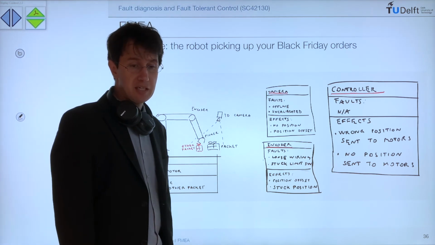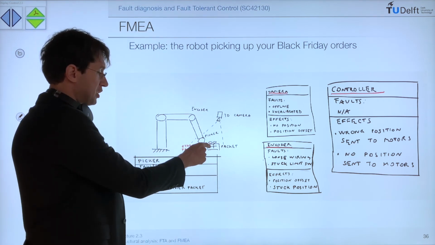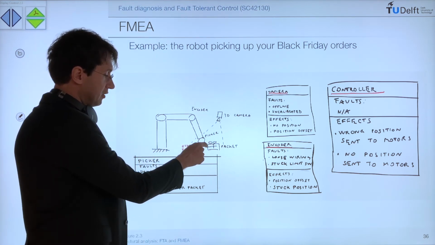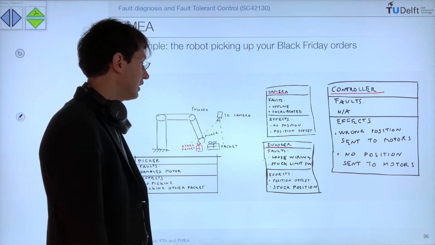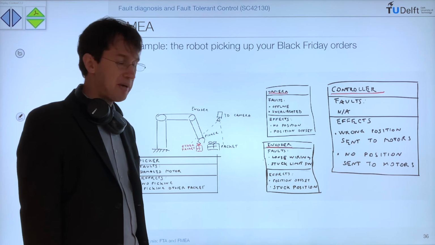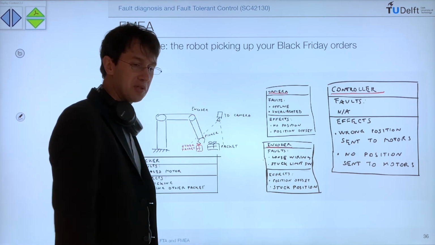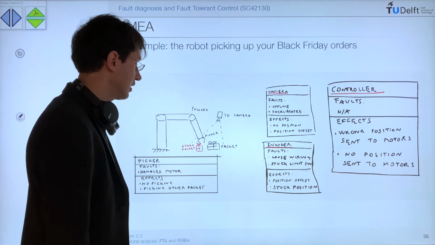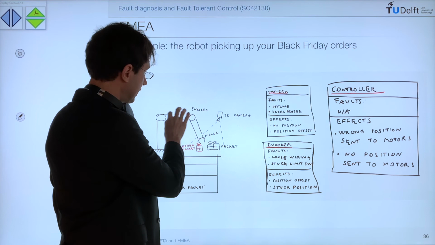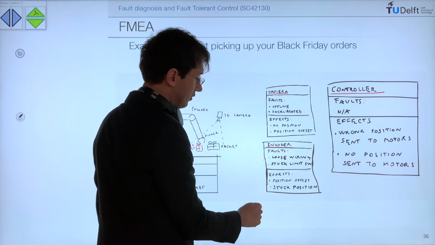But if the camera is uncalibrated, what we get is a position for the objects that are in the field of view, but this position has an offset. And you can imagine this is bad, because it will mean that the robot will go and pick up another packet, possibly. If we look at the encoders in the joints of the robot, we have 2 possible faults.